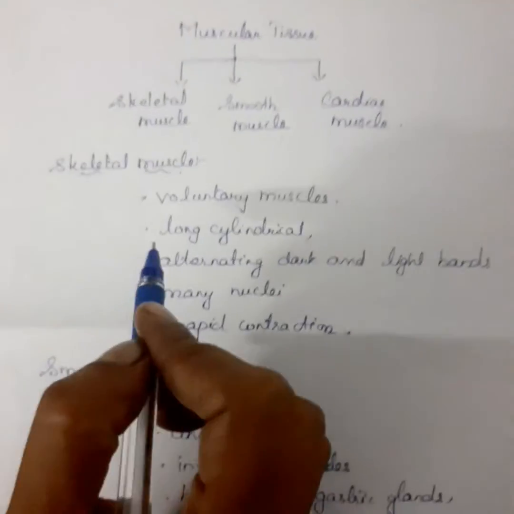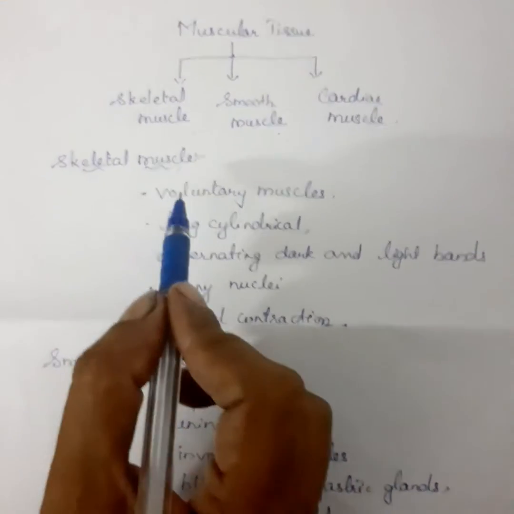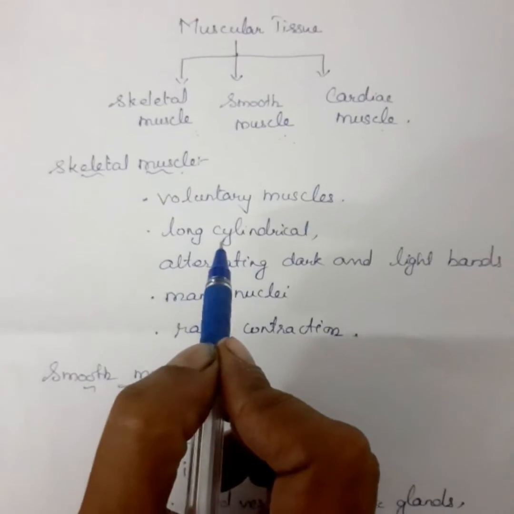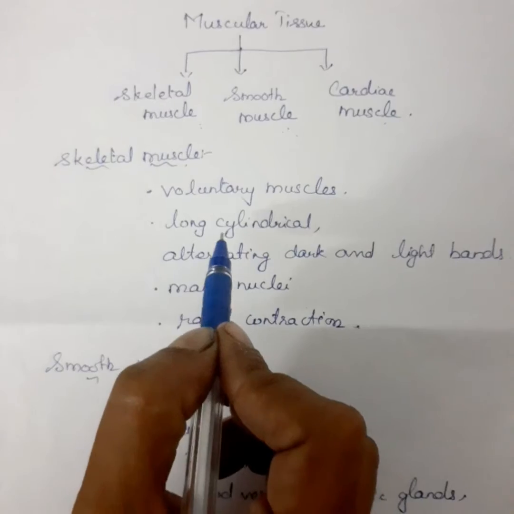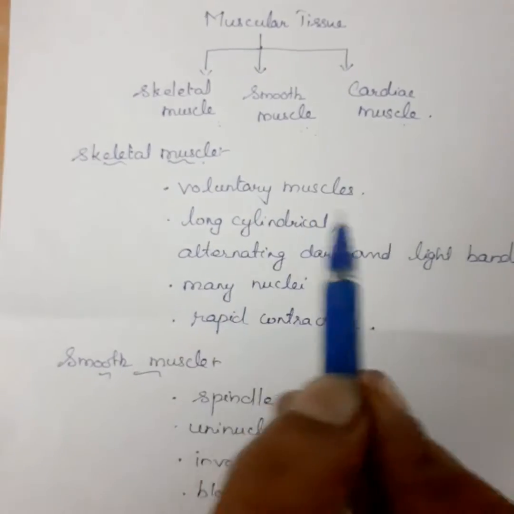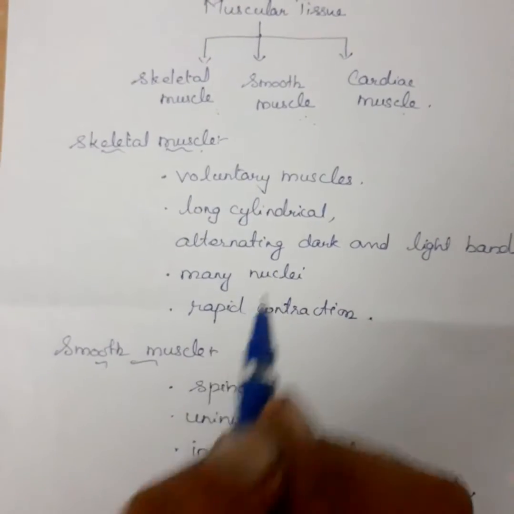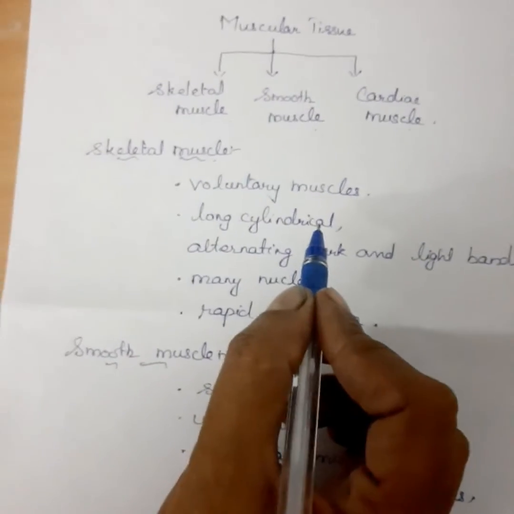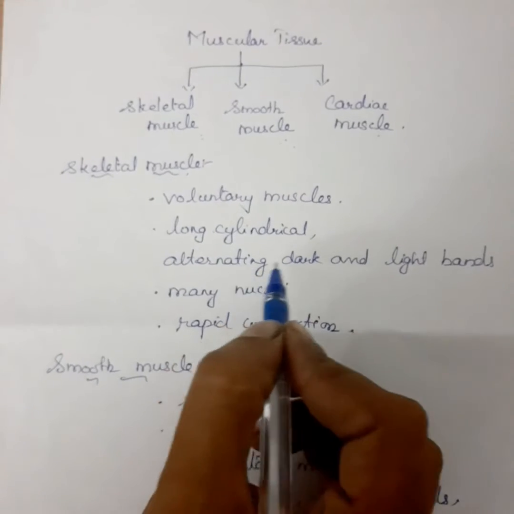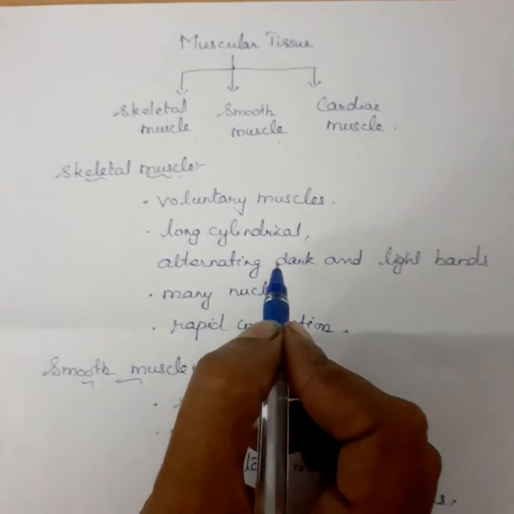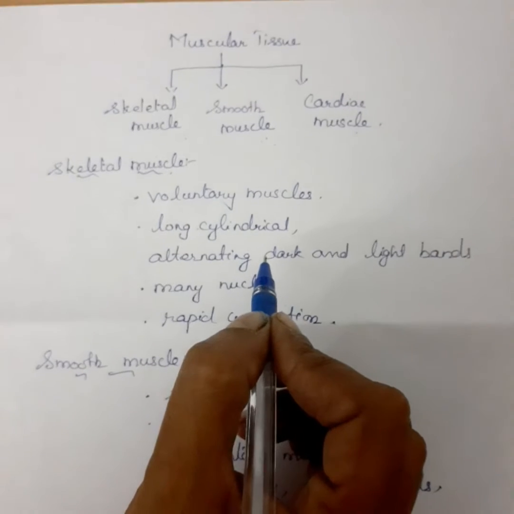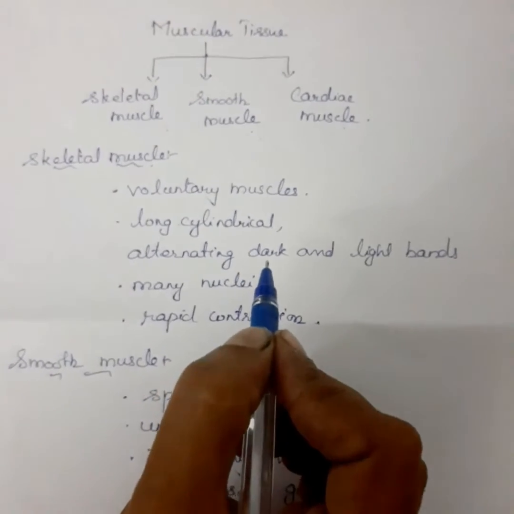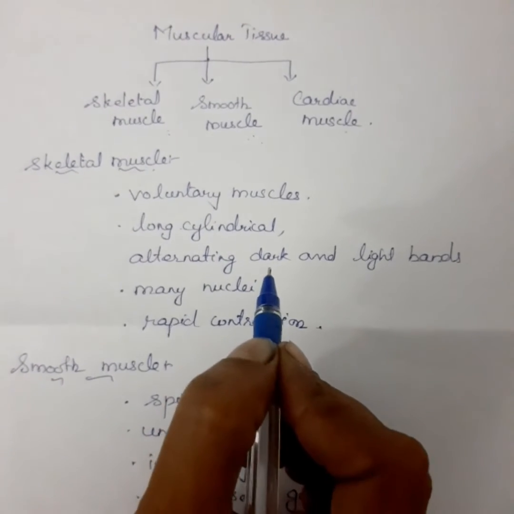Okay students, now we are going to learn about skeletal muscles. These muscles are attached to the bones. They help our body movements, and they work under our control. So they are called voluntary muscles. The muscle fibers are long and cylindrical, unbranched, with alternating dark and light bands, giving a striped and striated appearance.